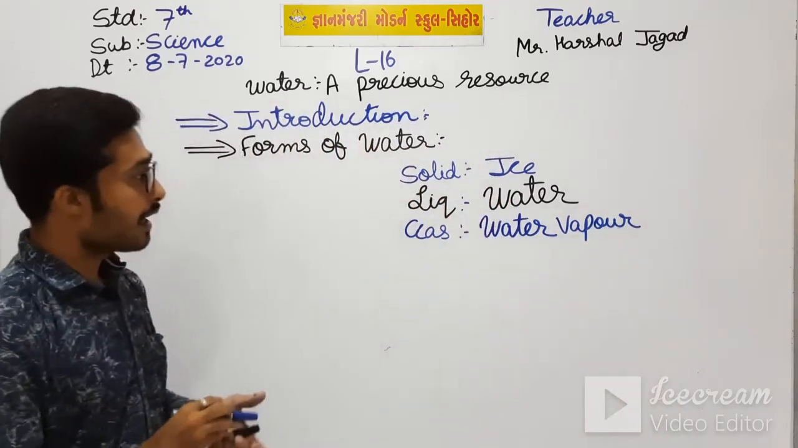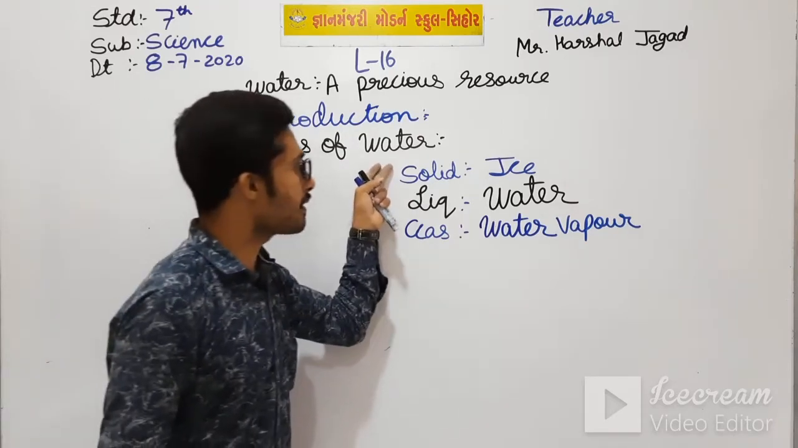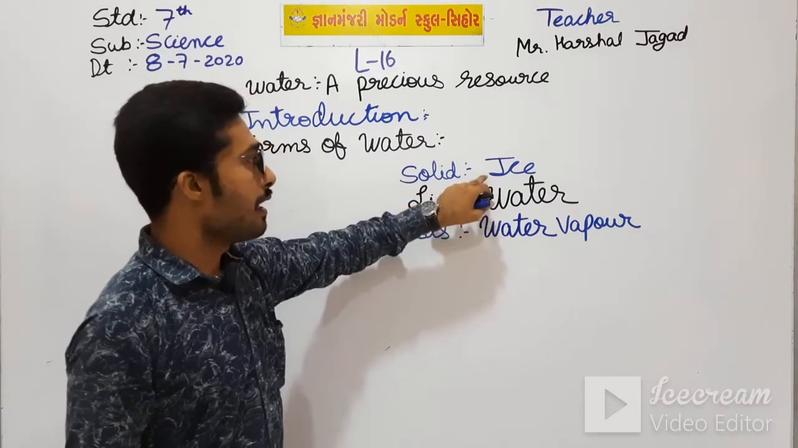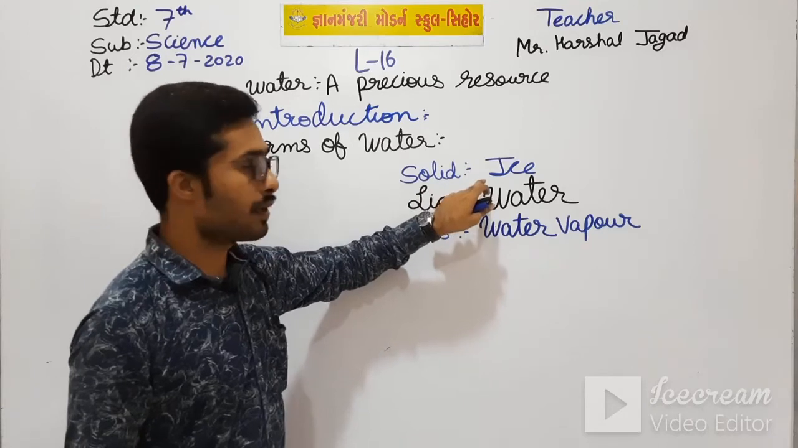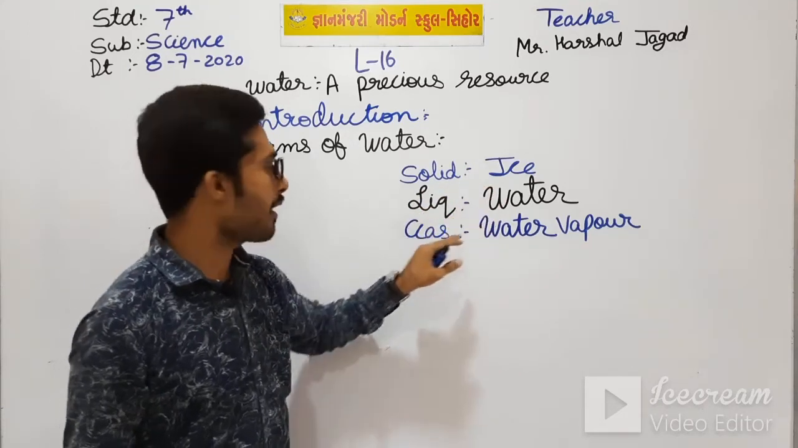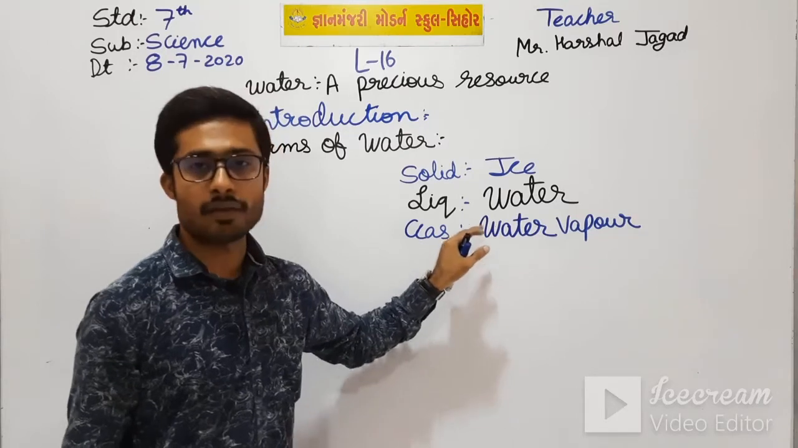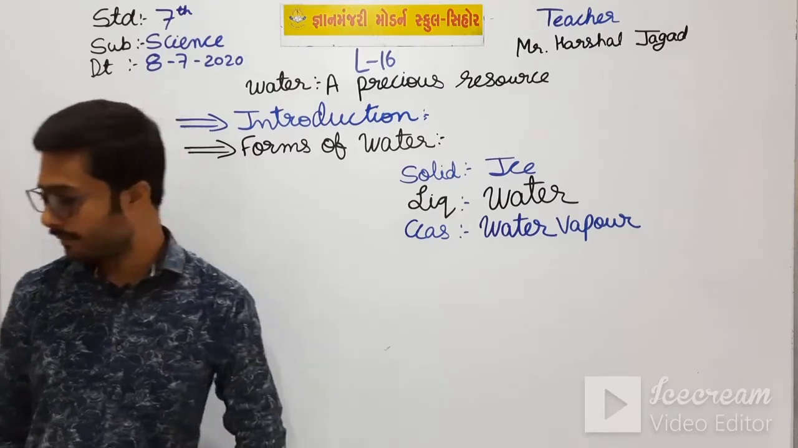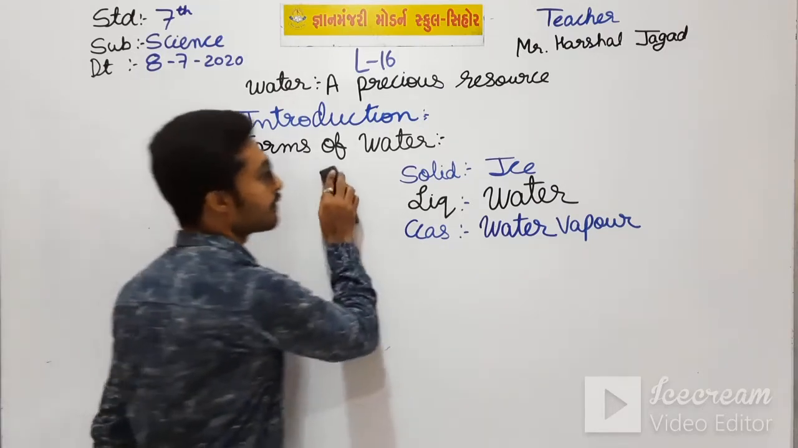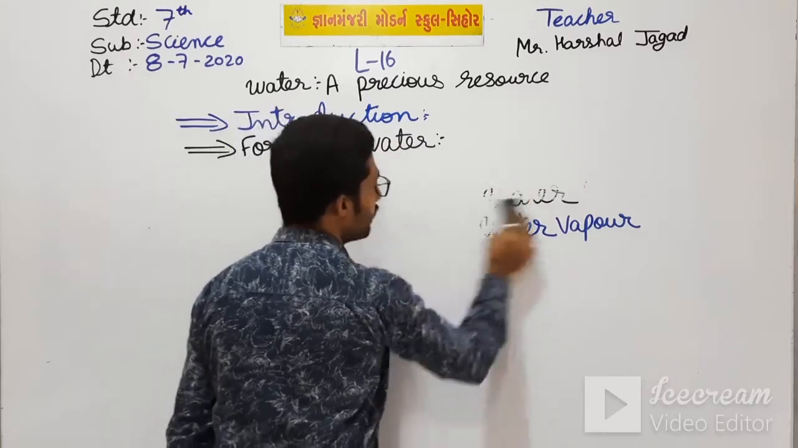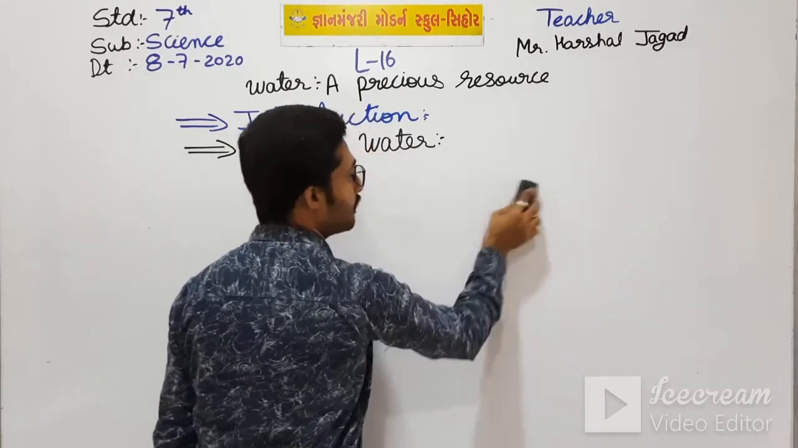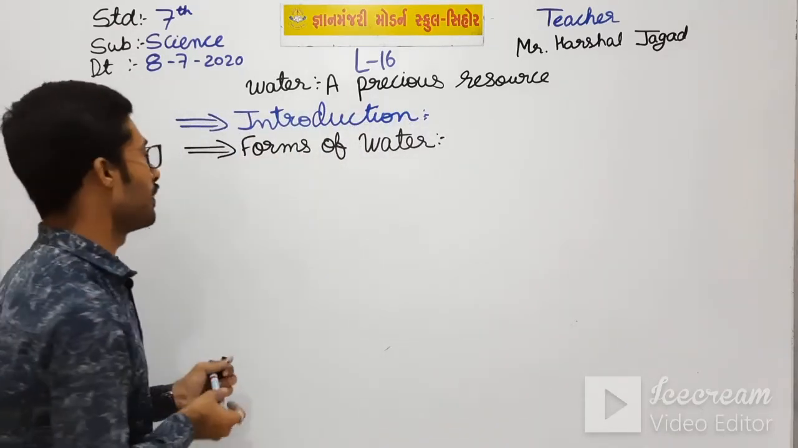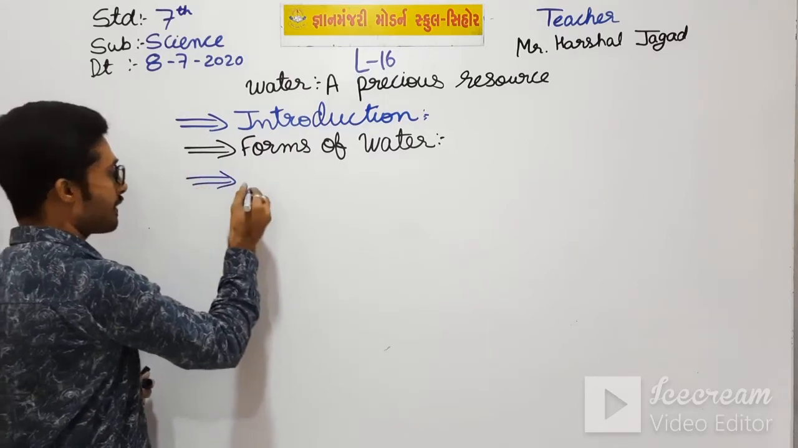So these are the forms of water: solid, liquid and gas. Means in solid the water is known as ice, in liquid the water is water, and in the gas state the water is water vapor. So in the forms of water we have seen this. Now next we have seen was water cycle. So what is water cycle?